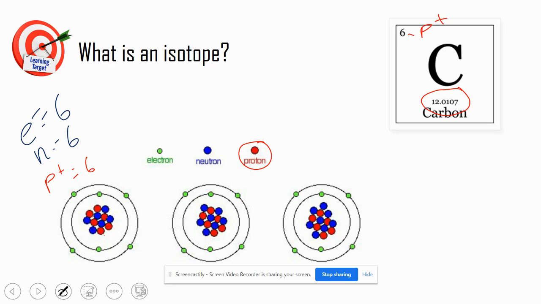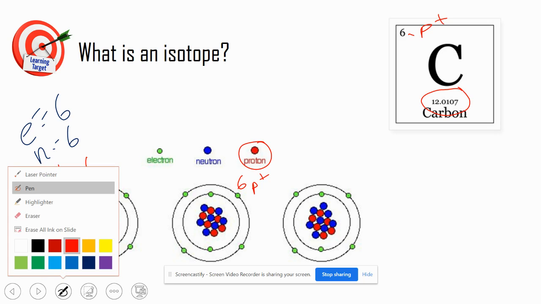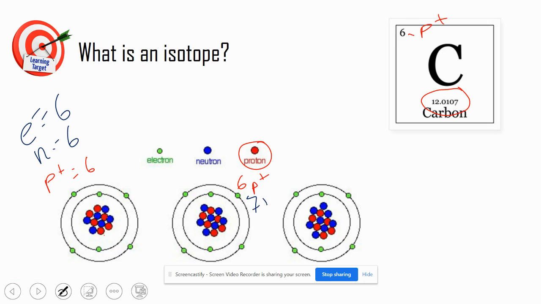We still have the 6 protons. So we have 6p plus. And we have neutrons, but we don't have 6 neutrons. We have 7 neutrons. So if we have 7 neutrons, that means our mass is going to be different. Our mass would be around 13, okay, which is higher than that 12. And so we probably have an isotope in this case. It's not the same as what the normal one is on the periodic table.